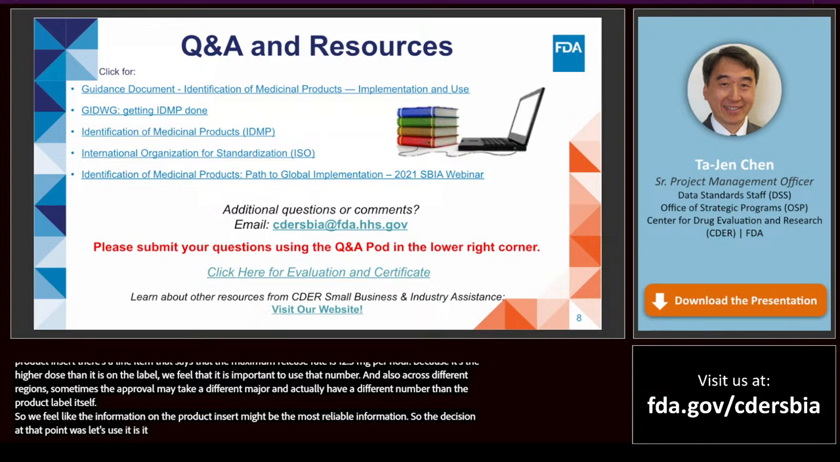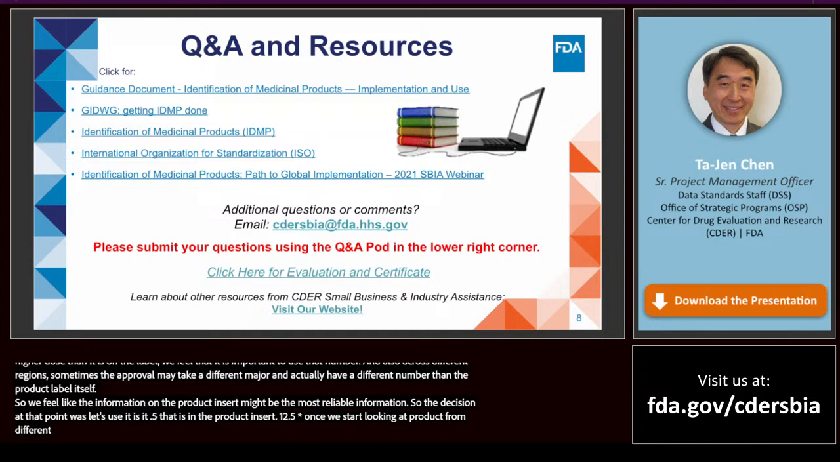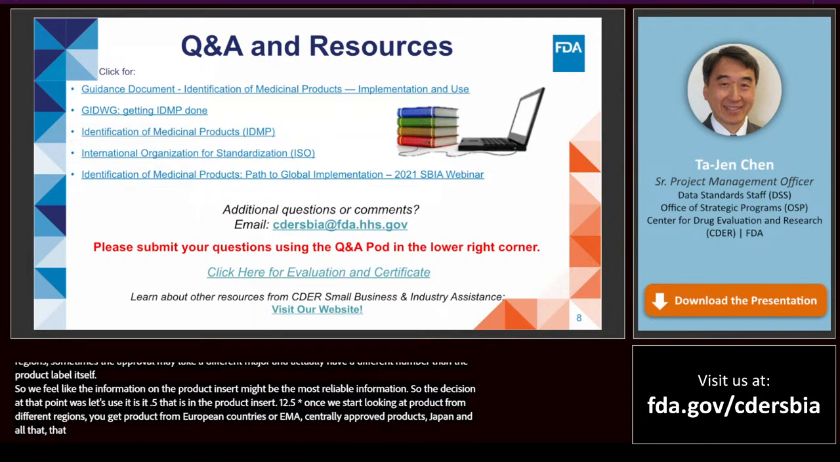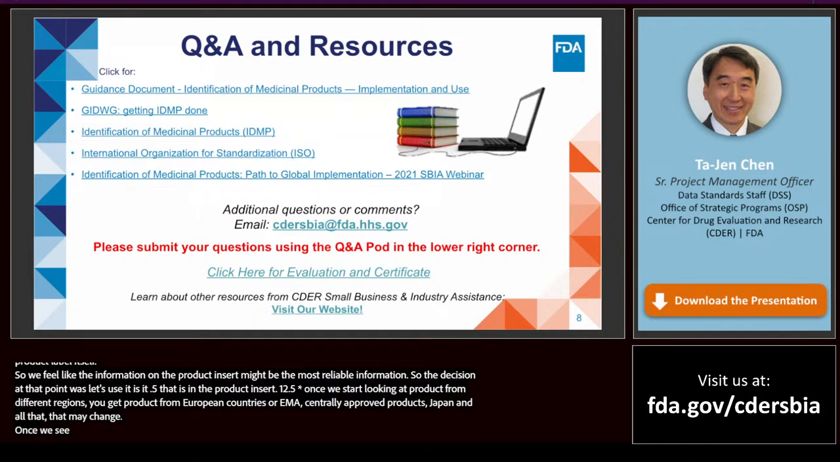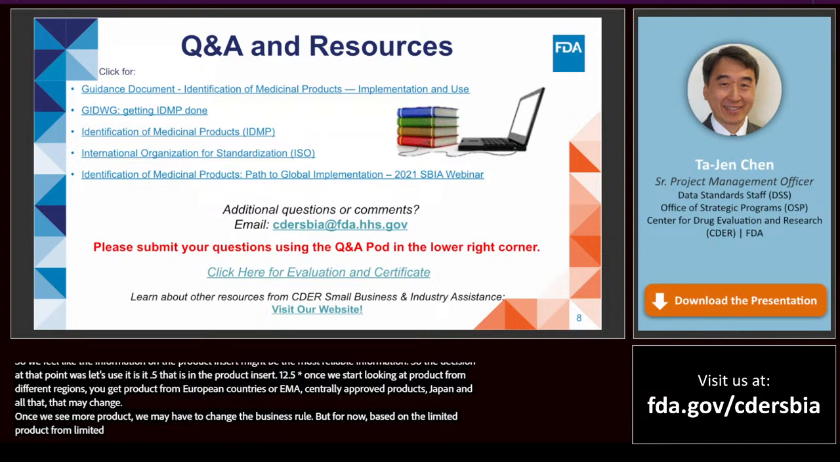Once we start to look at products from different regions, right? You get products from European countries, or even EMA centrally approved products, Japan and all that. That may change our mind. Once we see more products, we may have to change the business rule, but for now, based on the limited product from limited regions, our decision is leaning toward using the product insert for that information.